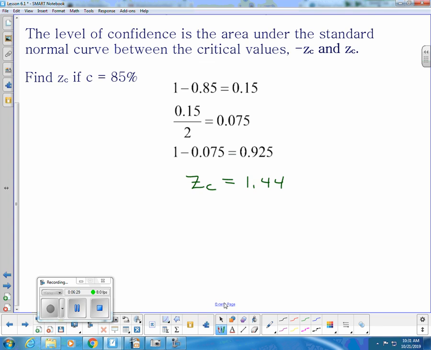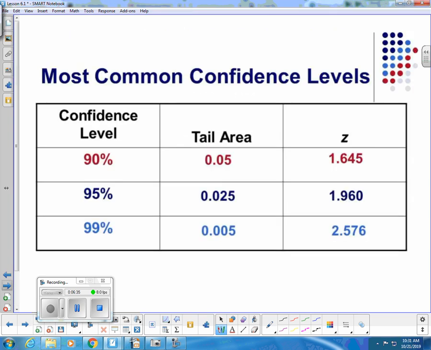Now, we don't have to do this over and over and over again. You can, but the ones we're going to use most often are these. So I would write those down so you have them handy. And that's doing the same thing. The tail area is 0.05. So you would go to 0.95.